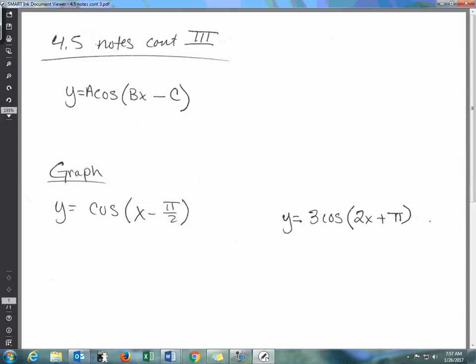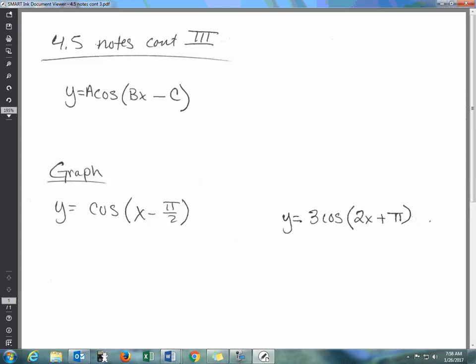All right, so welcome back. So today we're going to continue our discussion of graphing trig functions. Today we will be graphing the cosine function with a phase shift.